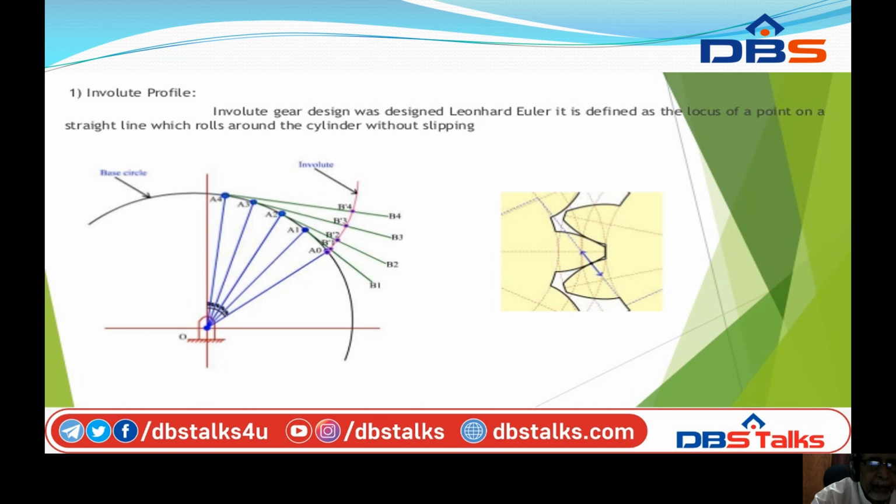The involute gear design was designed by Leonard Euler. It is defined as the locus of a point on a straight line which rolls around the cylinder without slipping. So this red line is the locus of the point. From here to here, it is the gear tooth height, from where a gear tooth will slip to another gear tooth.